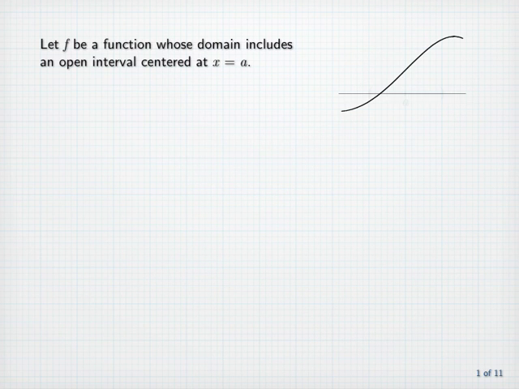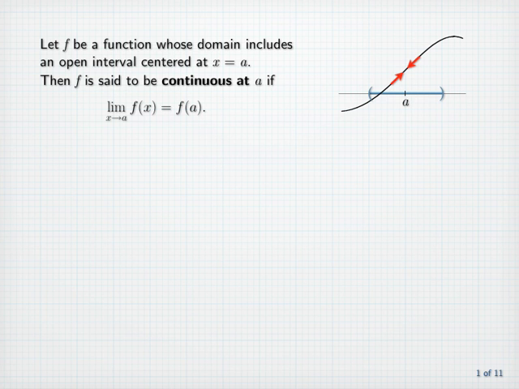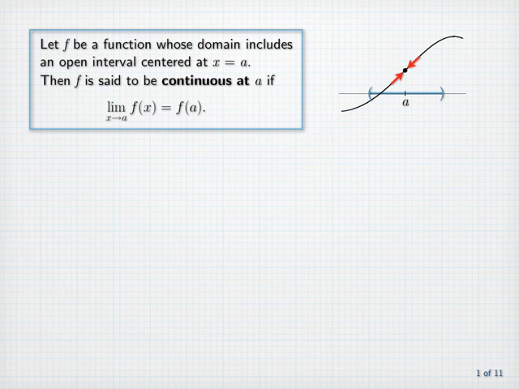Continuity. Let f be a function whose domain includes an open interval centered at a. Then f is said to be continuous at a if the limit as x approaches a of f of x exists and equals f of a. In other words, limit equals value at a.